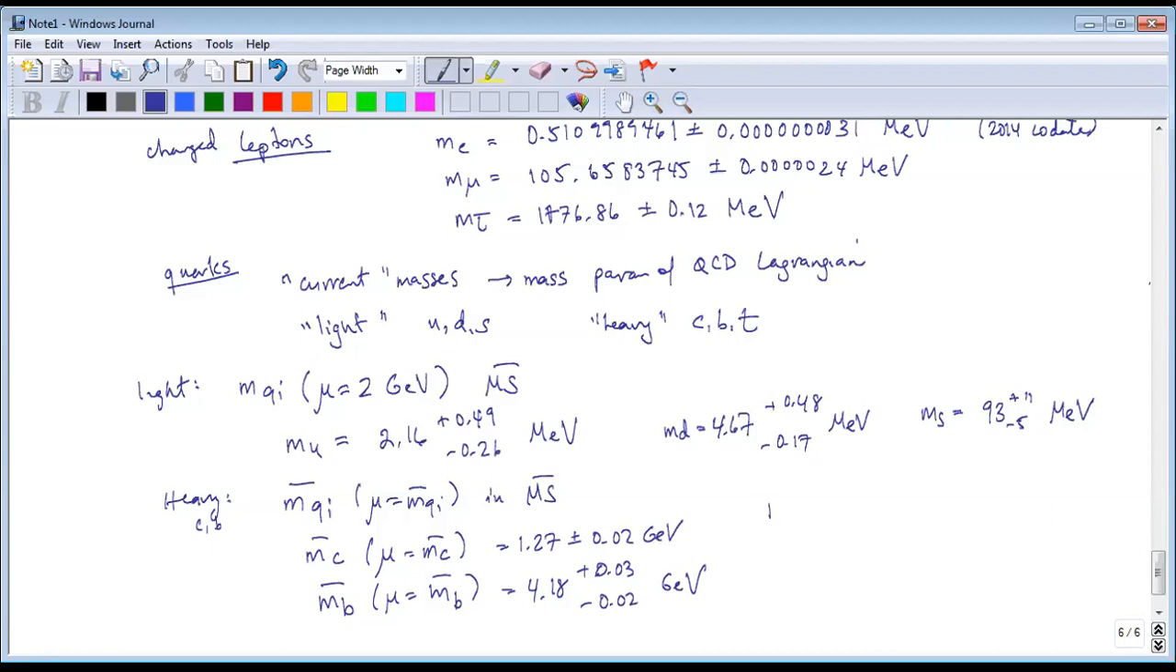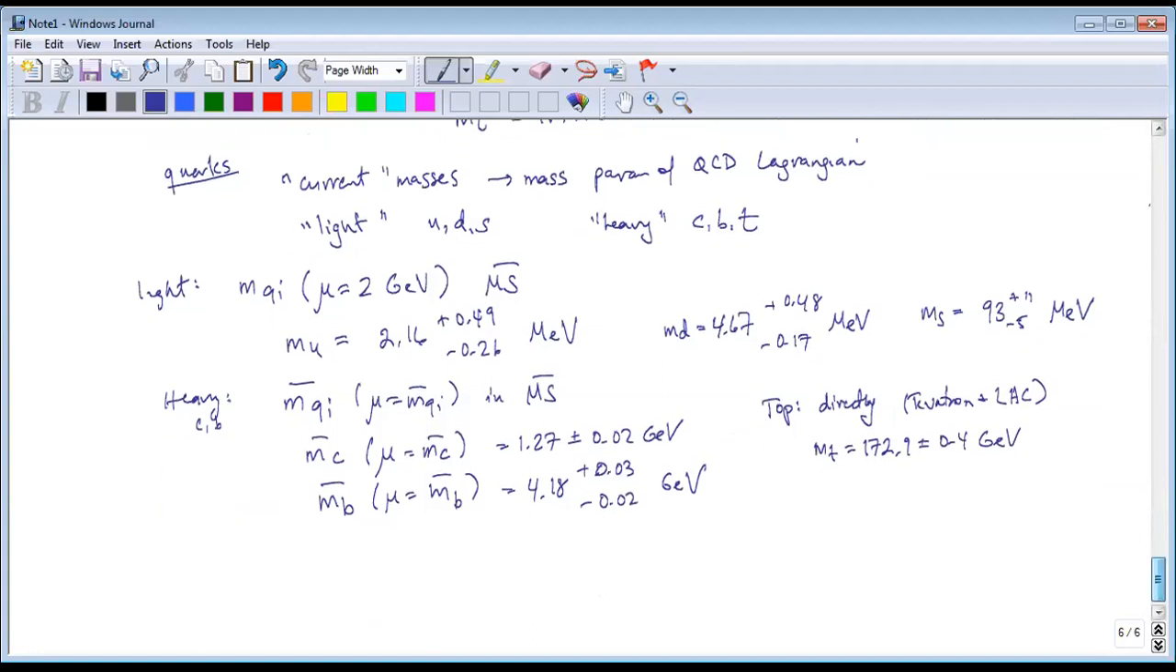And now for the top, another heavy quark, we can actually measure this directly. And by we, I mean the good citizens at the Tevatron and LHC. They have done so and are continuing to refine this: 172.9 plus or minus 0.4 GeV.